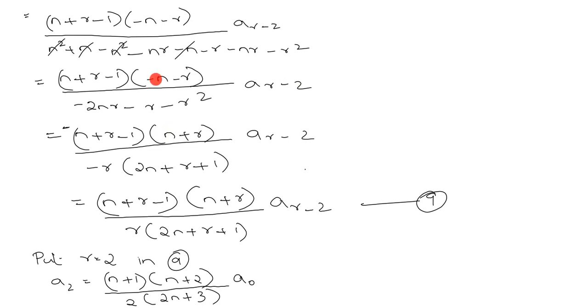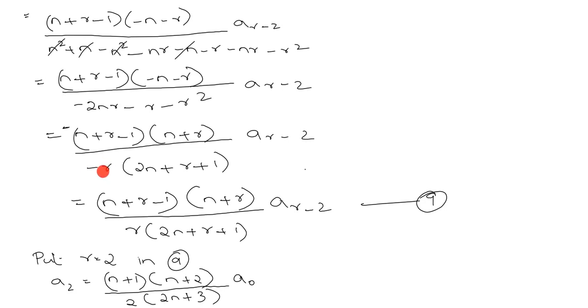Now from this minus n minus r we can take the minus sign common outside, so this will become n plus r and that minus sign is written here. So the numerator is minus n plus r minus 1 into n plus r, and from the denominator you can take a minus r common.